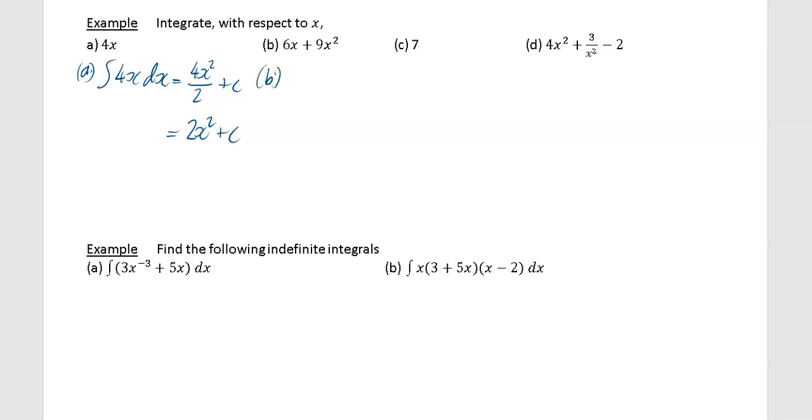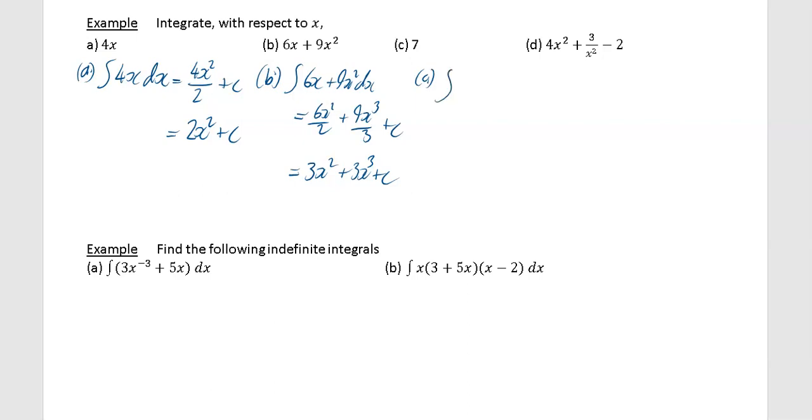For part B, we've got the integral of 6x plus 9x squared dx. I'll work down the page for this one. Raise the power of the x by 1, it's going to be 6x squared divided by 2, plus 9x cubed divided by 3, plus your constant of integration. And then again tidy up, that's going to be 3x squared plus 3x cubed plus c.